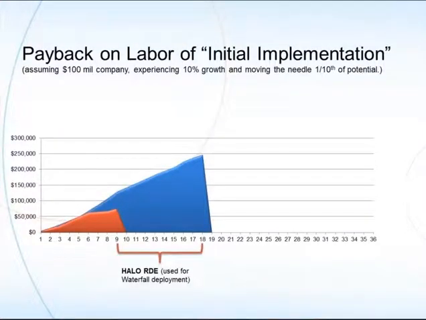Let's take a look at the initial labor payback, just on the implementation part of it. So if you are a $100 million company and you're experiencing 10% growth and you think that you can move the needle by 1/10 of a point, and I'll show you that in a second, what ends up happening is that you could pay back your investment of a short development cycle in about 9 months. So you purchase the software, and within a year and a half, you've paid back the implementation time.